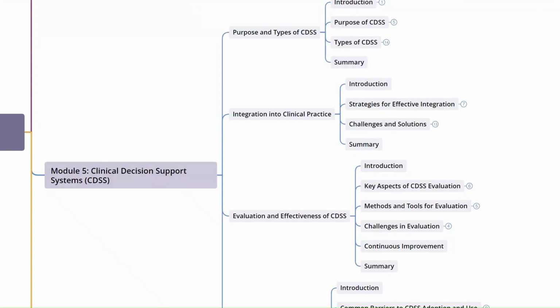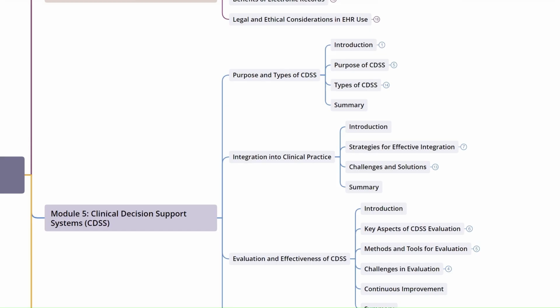Next, Module 5, Clinical Decision Support Systems, also referred to as CDSS. As systems around the world evolve towards digital solutions, health informatics has become essential for improving patient safety, enhancing clinical outcomes, and streamlining healthcare operations. A central element of this field is clinical decision support systems, also referred to as CDSS, which are revolutionizing tools designed to assist clinicians at critical moments in patient care.